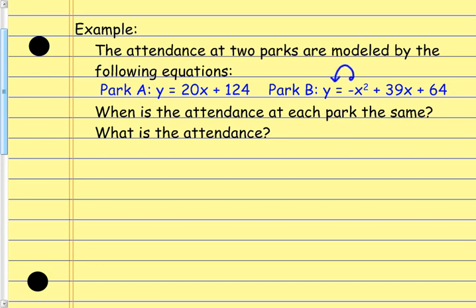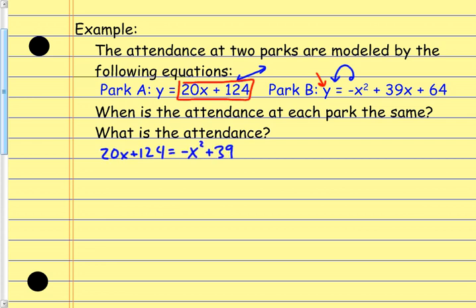And we want to know, when will the attendance at each park be the same? Keep in mind that there are 2 different days that this could happen. So what we want to do is set these equal to each other. In other words, here's my y value. If y equals this, I'm going to plug that in for y right here. So that's going to be 20x plus 124 equals the negative x squared plus 39x plus 64.